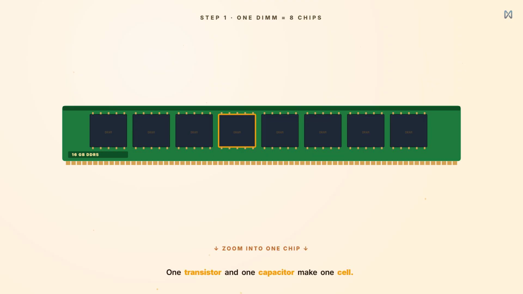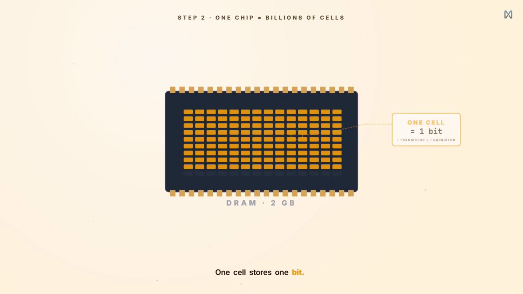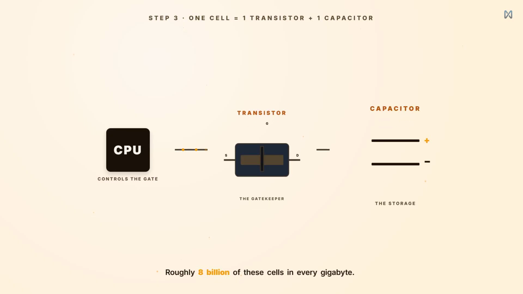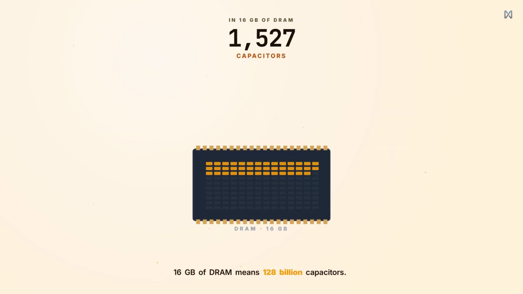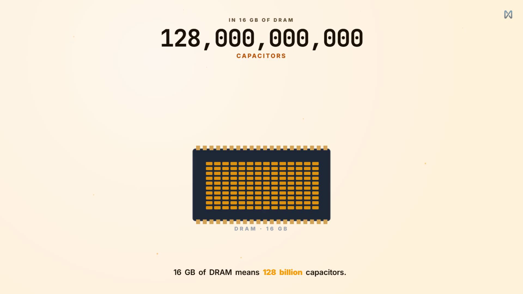So what is inside that gigabyte? One transistor and one capacitor make one cell. One cell stores 1 bit. 1 bit is a 0 or a 1. There are roughly 8 billion of these cells in every gigabyte. 16 gigabytes of DRAM means 128 billion capacitors, packed across tiny pieces of silicon. Each one is only nanometers wide.